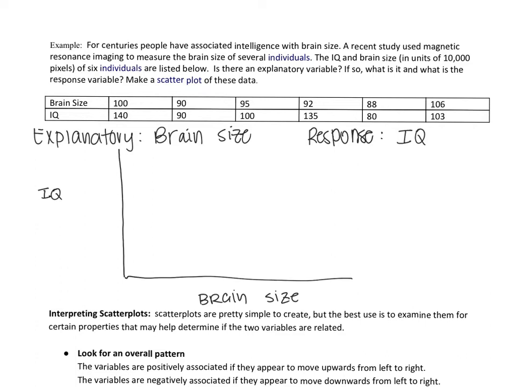So my brain size, if we look, my lowest brain size is 88, the highest is 106. So when I'm trying to think of my scale, I'm gonna start at 80 and go up by 5s. For IQ, the smallest IQ is 80, the largest is 140. I'm going to go up by 10s here.